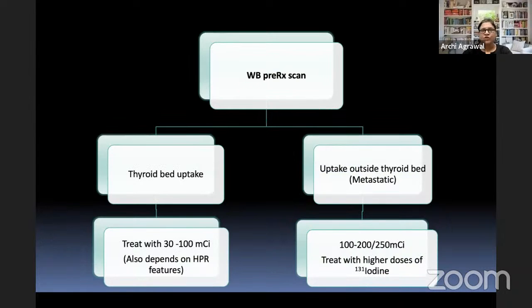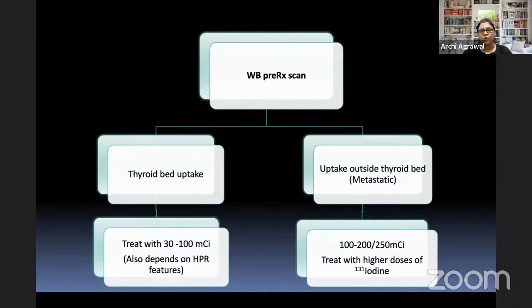So once we have given a diagnostic dose and we do a pre-treatment diagnostic scan, what we can see is we will either see only a thyroid bed uptake or uptake outside the thyroid bed. So only thyroid bed uptake, that means disease is confined to the neck, or we are just maybe doing ablation for a remnant thyroid that is present. So treat the patient with 30 to 100 millicuries.